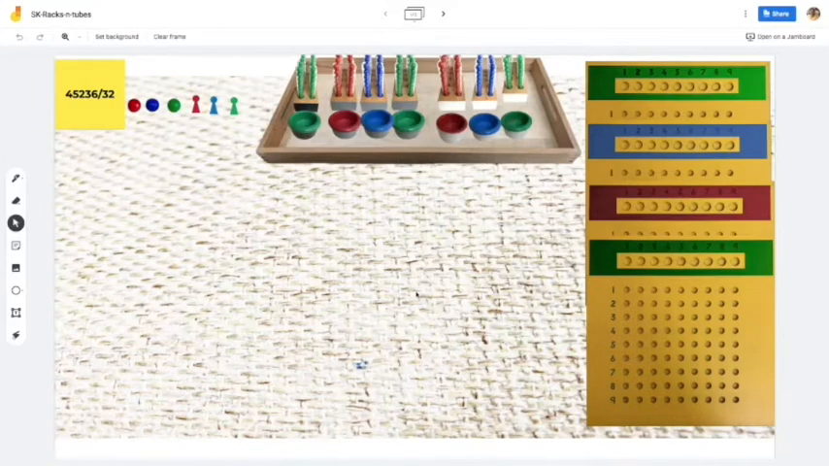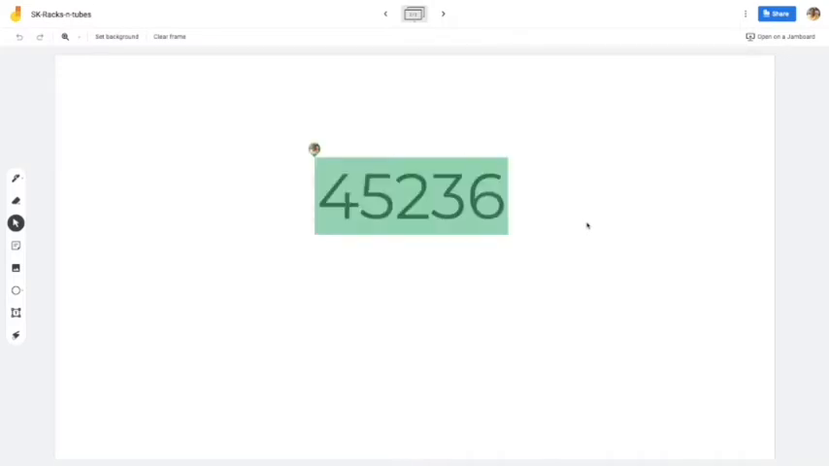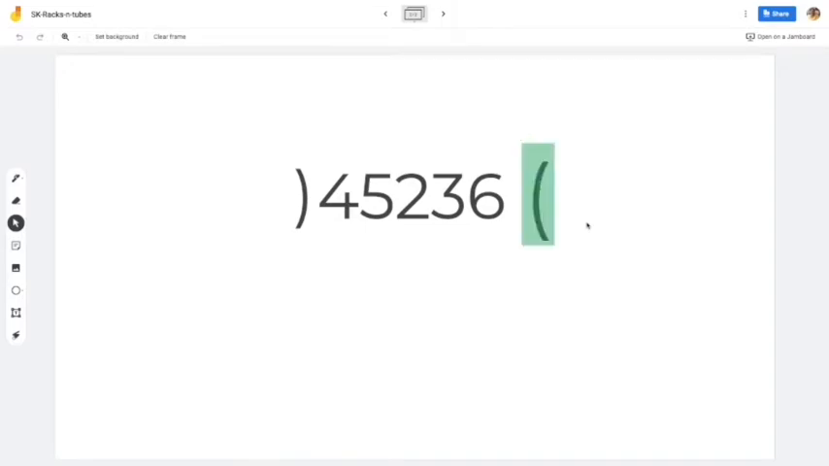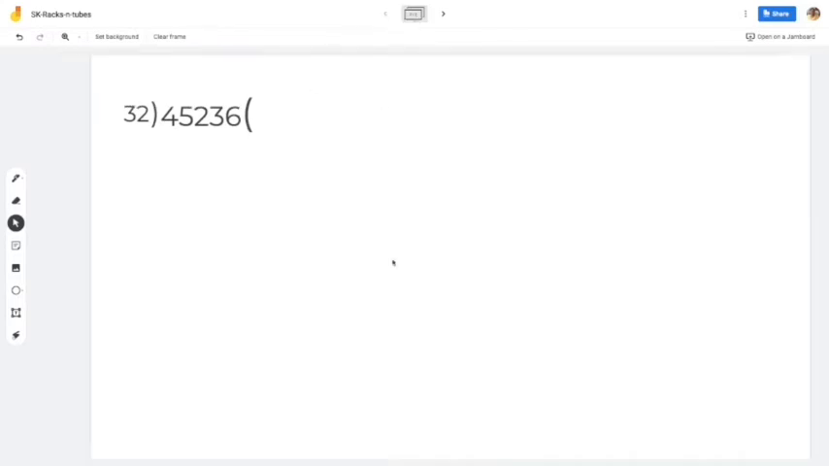Let us make a new frame on this Jamboard by clicking on the right arrow at the top. We will be writing down the problem and the intermediate steps here. Now let us come back to the first frame.